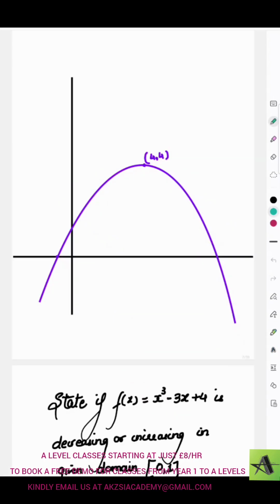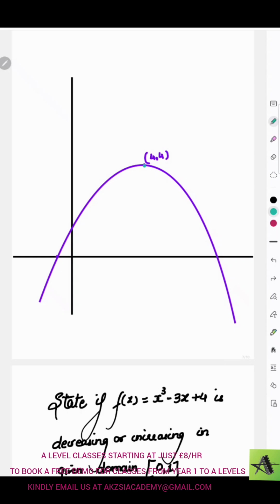Now if you see this parabola, you can clearly see that this is the stationary point, this is the turning point, and here is the tangent. If I calculate the gradient of the tangent at this particular point, I'll get to know that this is 0. So if I draw a tangent at this point, the gradient of this tangent is going to be 0, and this tangent is parallel to the x-axis. That's the reason.